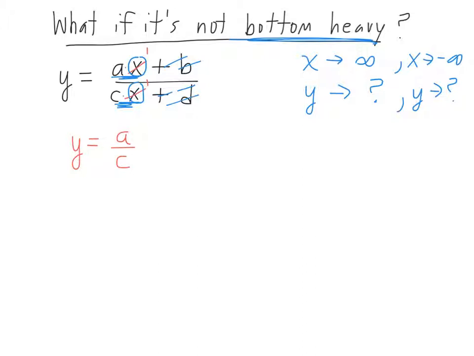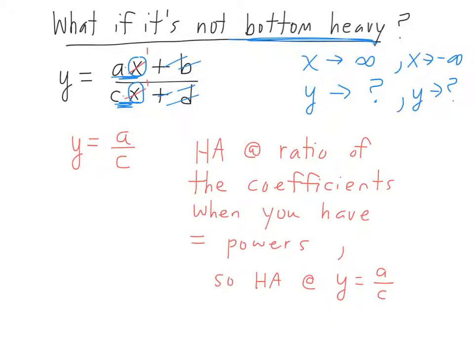So if you have equal powers like that, we say that the HA is going to be the ratio of the coefficients. Let's write that down. Jot that down. We're going to have a horizontal asymptote at the ratio of the coefficients when you have equal powers. In this case, the HA would be at y equals a over c. Let's look at some examples.